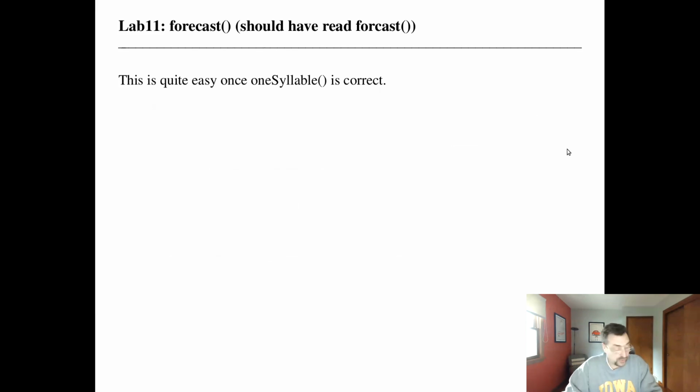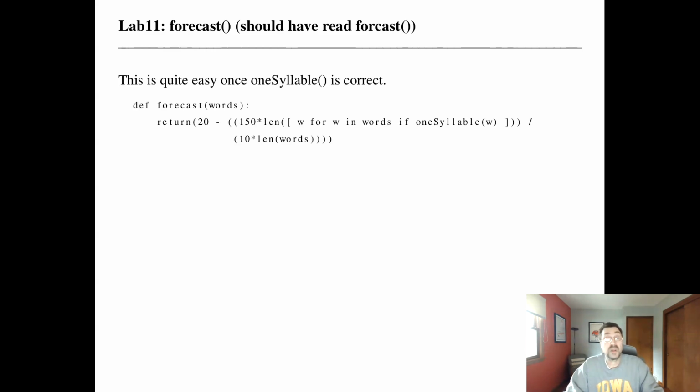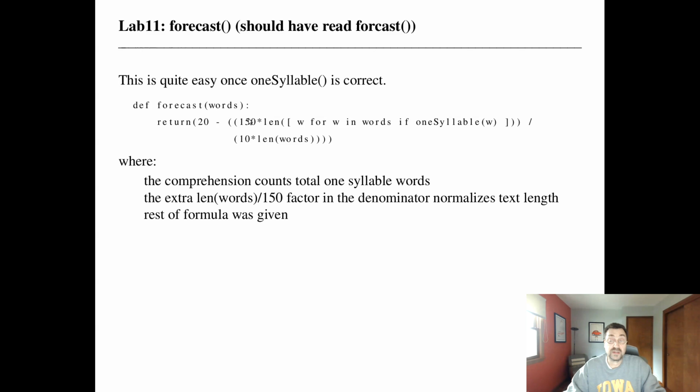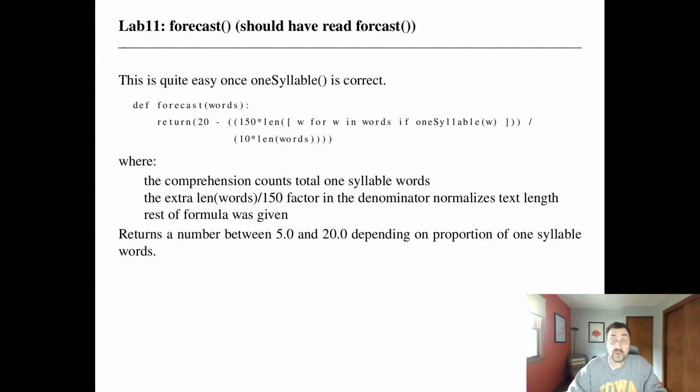I then spent a little bit of time on forecast, which is really quite easy. First of all, I misspelled it. It should have been called the forecast metric without the E. Once you have a one syllable that's correct, and your code would be graded using my one syllable, so you will not be penalized for a poor one syllable. It's really very straightforward. It's just an implementation of the formula you were given. The only difficult part is the length words divided by 150, which is implicitly in the denominator here. There's the length words, there's the 150, is what normalizes this to a 150 word sample. And so that's the normalization for text length. The rest of the formula was just completely straightforward.